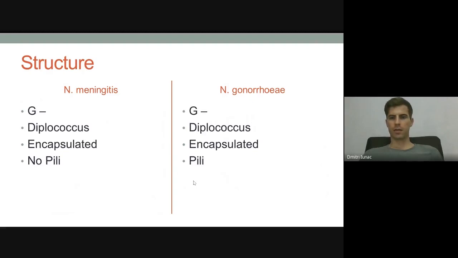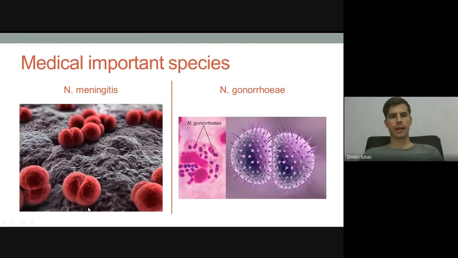But anyway, the main function of the capsule is protection, and this protection is against phagocytosis. So please don't misuse the function of the capsule. Sometimes somebody thinks that the function of the capsule is protection against factors of the environment. That is not right. Neisseria genus is pretty sensitive to environmental factors. These bacteria are not really resistant in the environment, so the main function of the capsule is protection against phagocytosis.